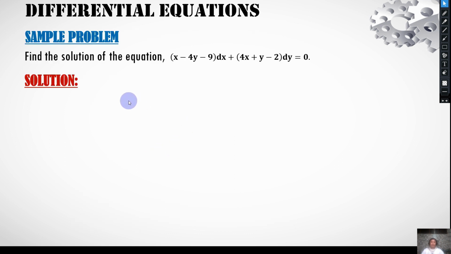Okay. So we have now this sample problem, find the solution of the equation. We have this quantity x minus 4y minus 9 dx plus quantity 4x plus y minus 2 dy is equal now to 0. Okay? So, first natin gagawin dito, students, ay the same din ng ating case number 1. I-determine natin kung ano yung value ng ating mga K dito.